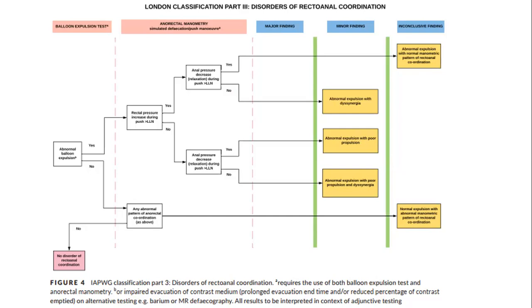And over here, it assesses disorders of rectoanal coordination. The primary focus would be assessment of the balloon expulsion test. If the balloon expulsion test is abnormal, the subsequent metric would be assessing the rectal pressure, whether there's an increment or not during a push. And from there, we can derive all our other diagnoses based on the other parameters.